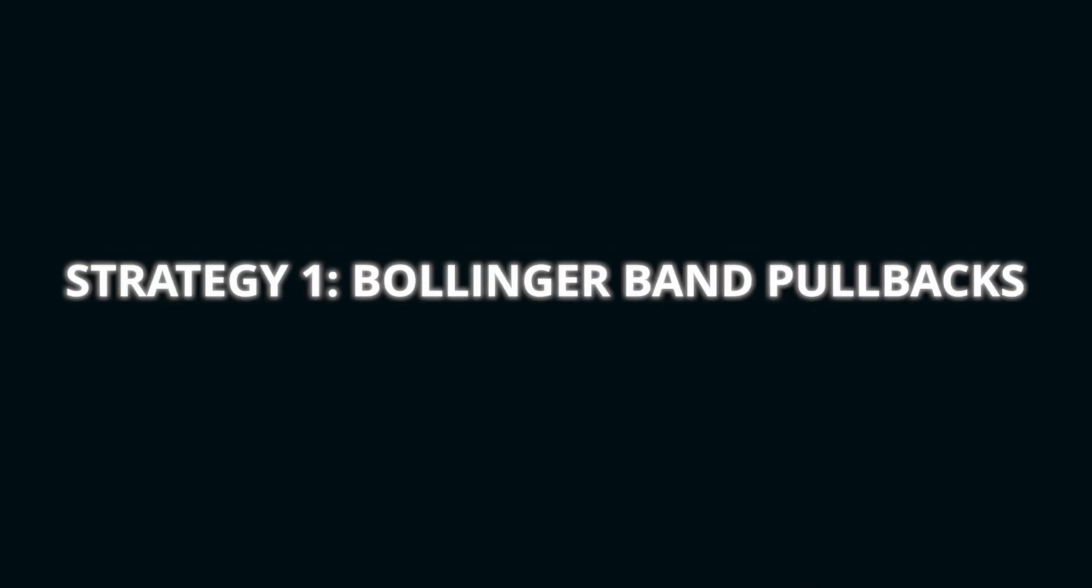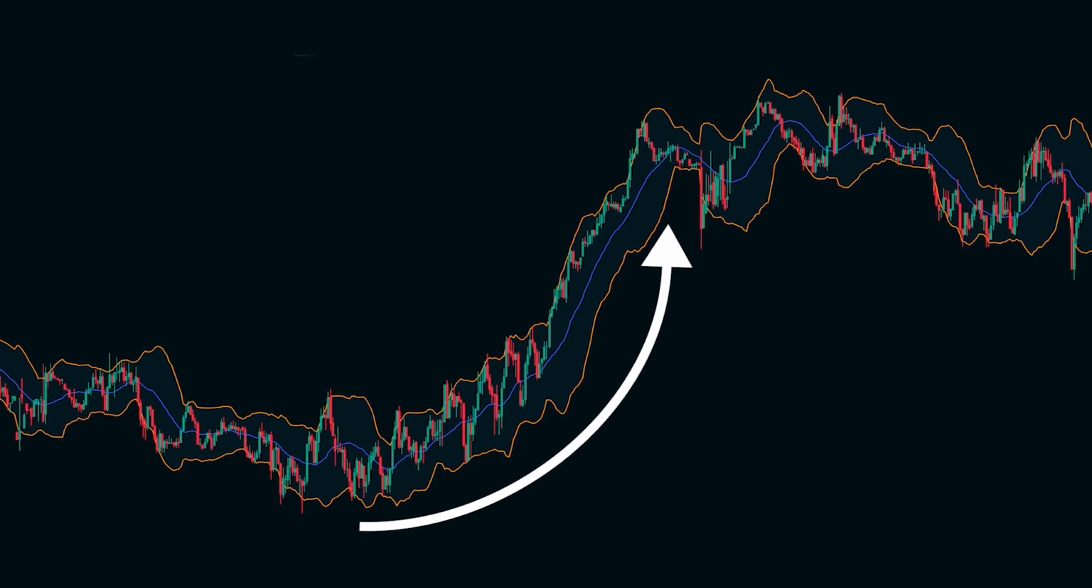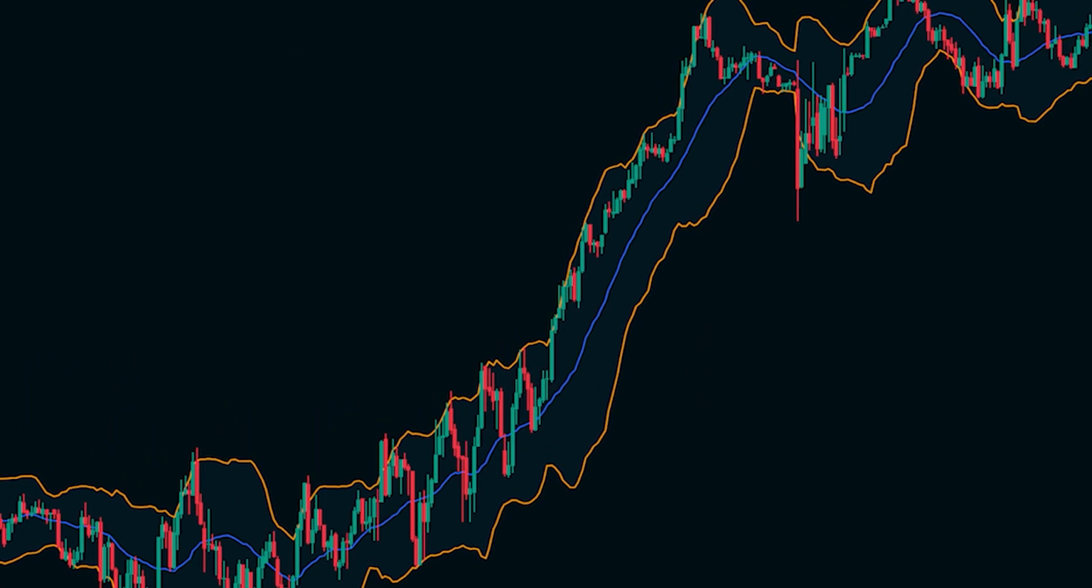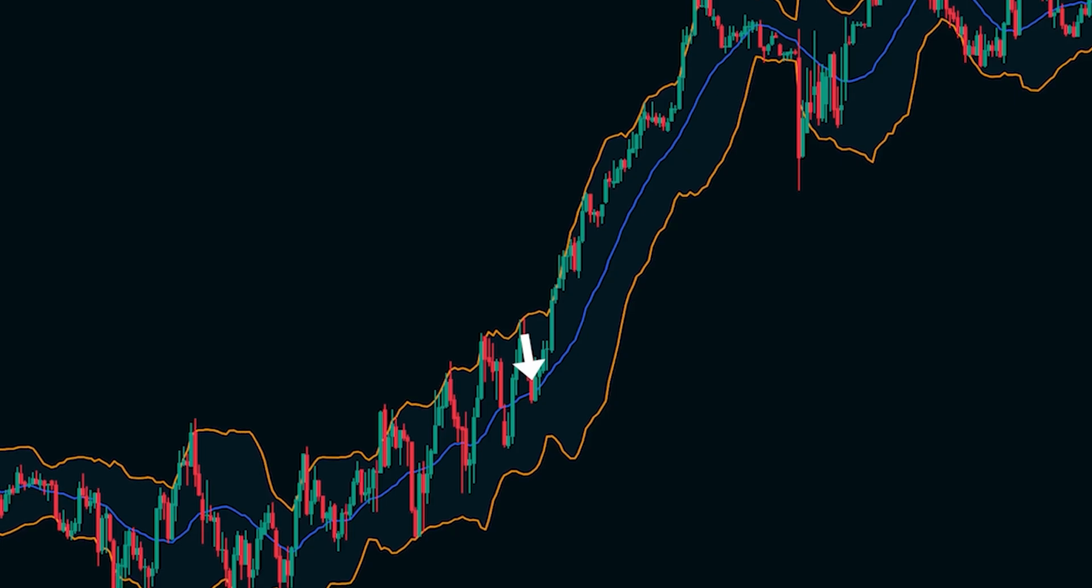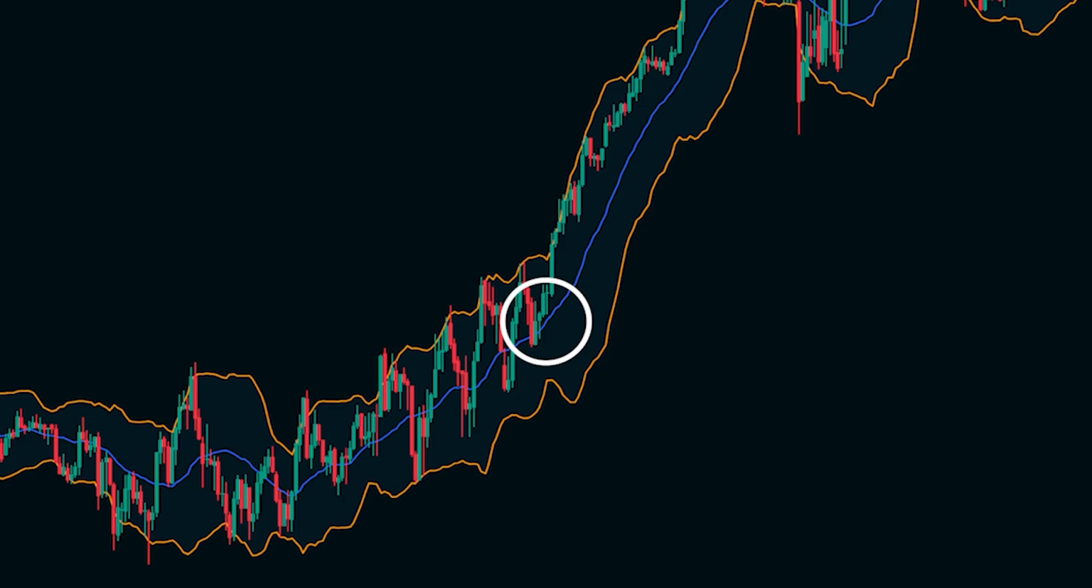Let's start with strategy 1, middle band pullbacks. The core idea here is simple. You're entering an existing trend during a temporary pullback to the middle band. A pullback is just a brief pause or slight reversal against the trend direction. In a healthy trend, these pullbacks create the ideal entry point.